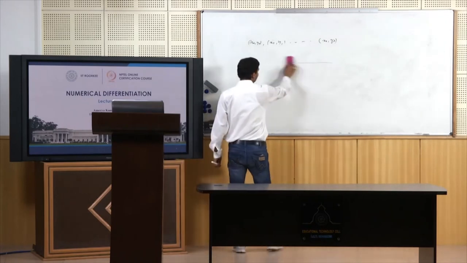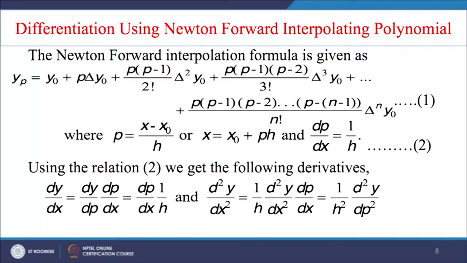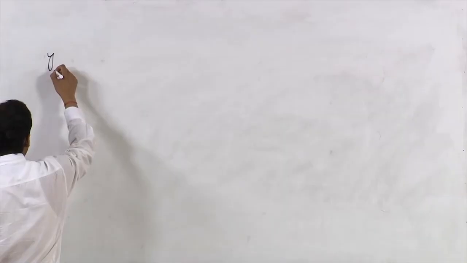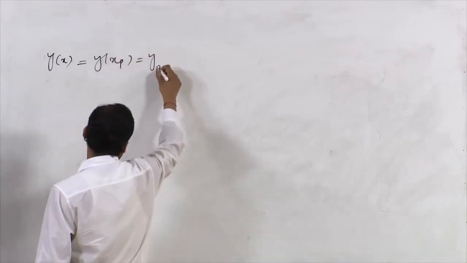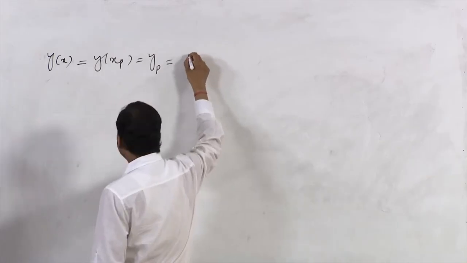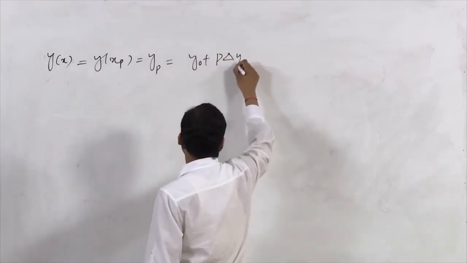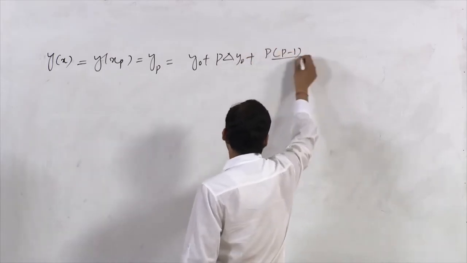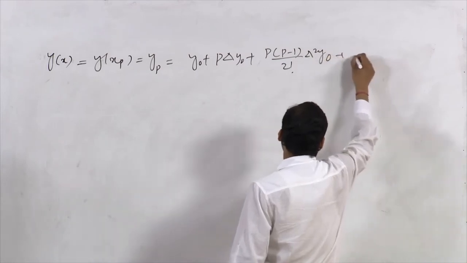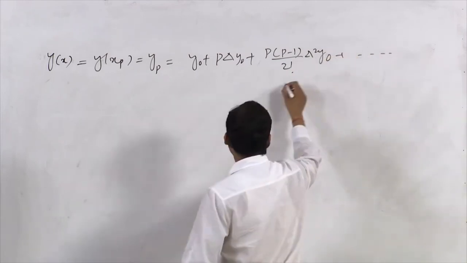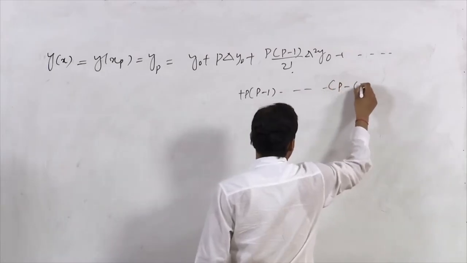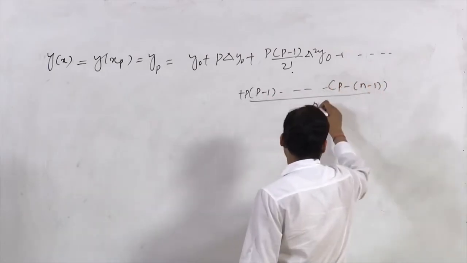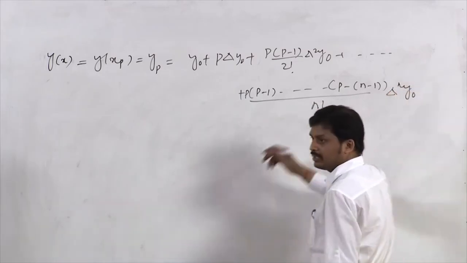So basically the interpolating polynomial for Newton's forward difference formula is expressed for any point x_p, or we write y(x) or y_p, as y_p = y0 + p Δy0 + p(p-1)/2! Δ²y0 + p(p-1)(p-2)/3! Δ³y0 + ... up to p(p-1)...(p-(n-1))/n! Δ^n y0.